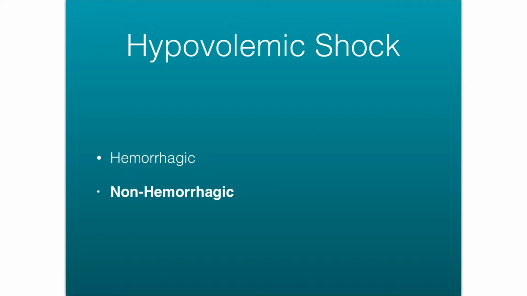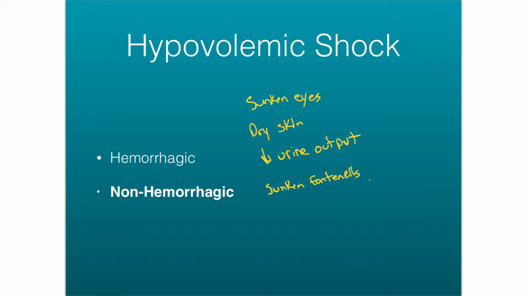In addition to those, you may see things like sunken eyes, dry skin, decreased urine output. For babies and small children, you're going to have sunken fontanelles. So all other things that can go along with dehydration.